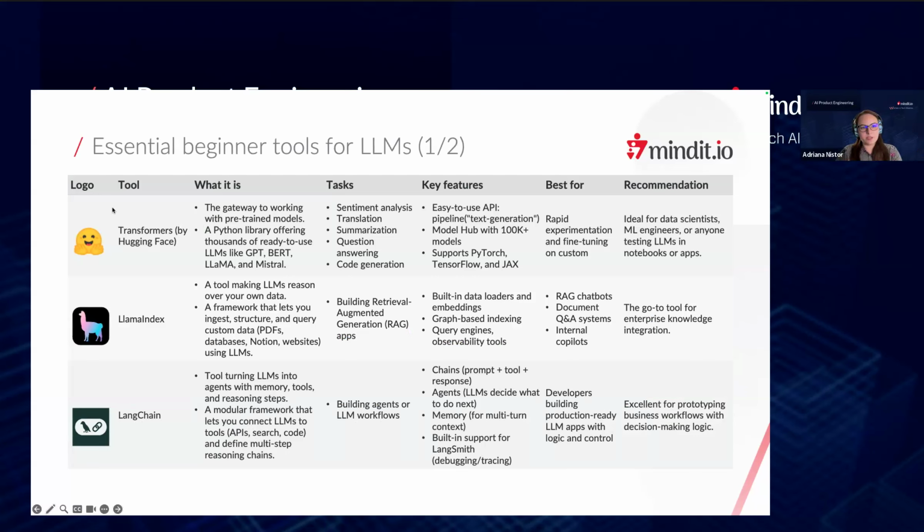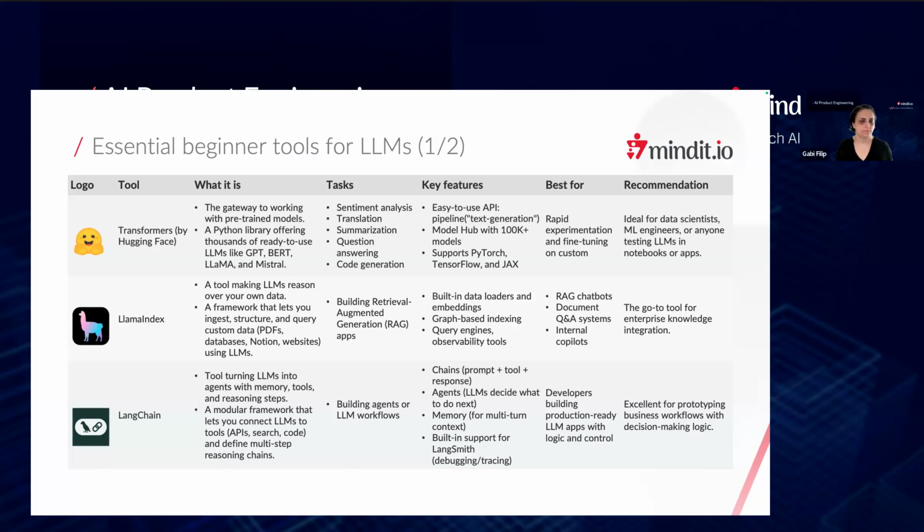And the first tool that I am mentioning here is Hugging Face. It is super popular and it is the place where most people start exploring with LLMs. It covers general tasks like sentiment analysis, translation, summarization, question answering, and code generation. It is not the best for code generation, but it is one of the options. However, this one is ideal for rapid experimentation and fine-tuning, and for your data science or machine learning engineering teams or any other teams that are exploring LLMs in notebooks or in apps.